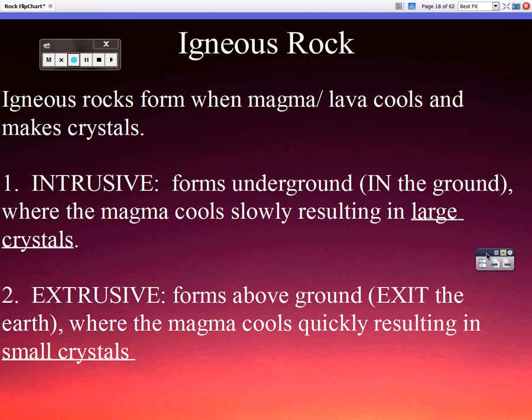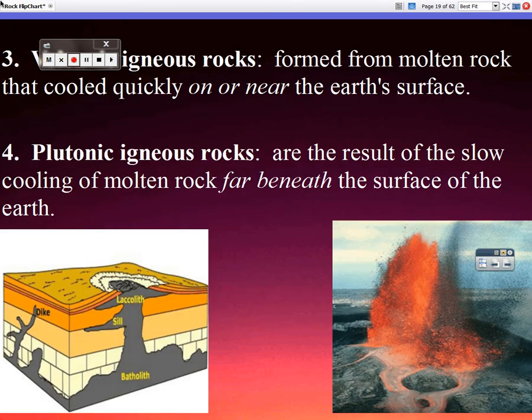Extrusive igneous rocks form above ground. They've exited the earth. Extrusive, exit. When this happens, the magma cools really, really fast, and you get teeny tiny crystals that if you can see them, you question whether you can see them. They're really small.